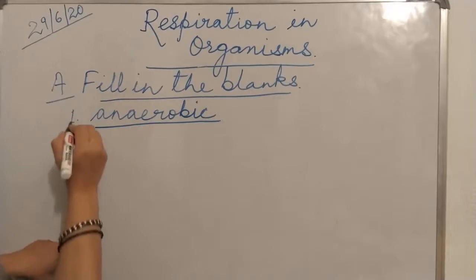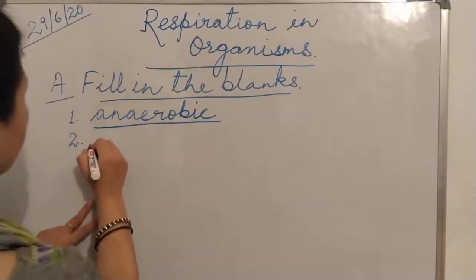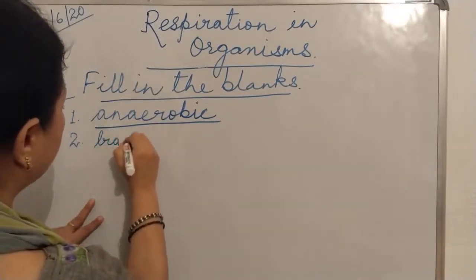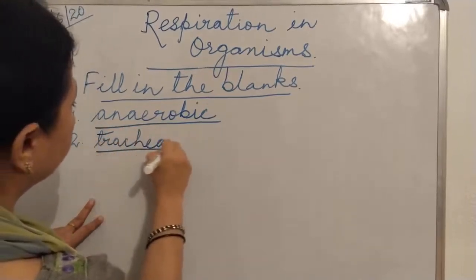Now, second one is, insects have organs called dash for respiration. Insects have trachea for respiration.